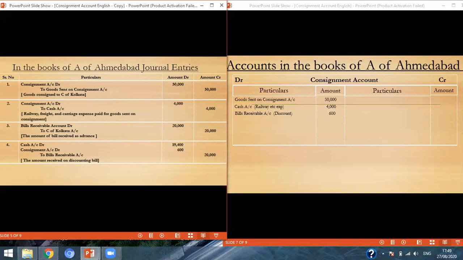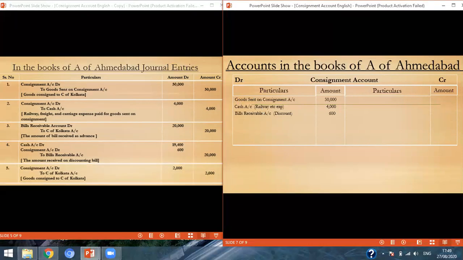Then the next entry was consignment account debit to C of Kolkata account, the expense which is done by C Limited. So again the consignment account will be debited and the narration will be C of Kolkata's account. In bracket we have to write down the expense and the amount is 2,000 rupees.